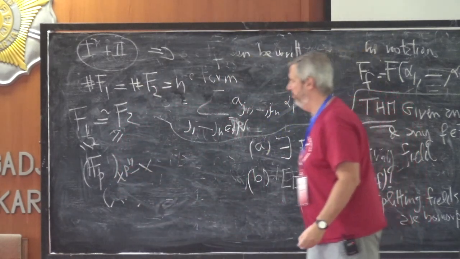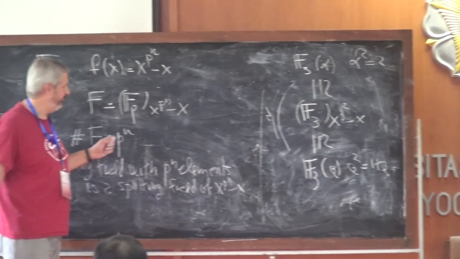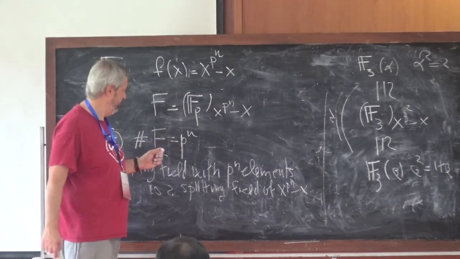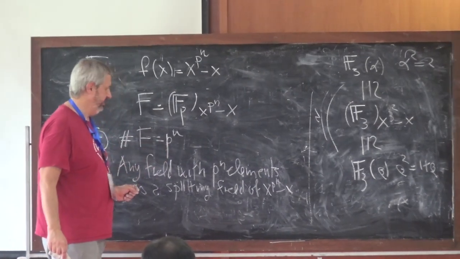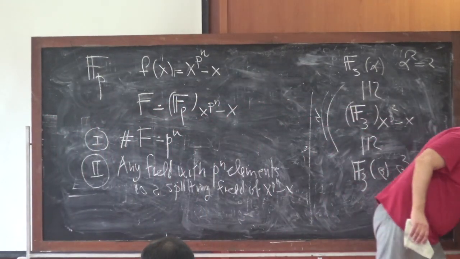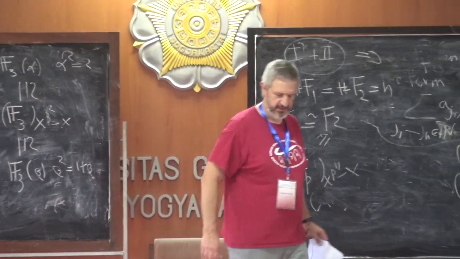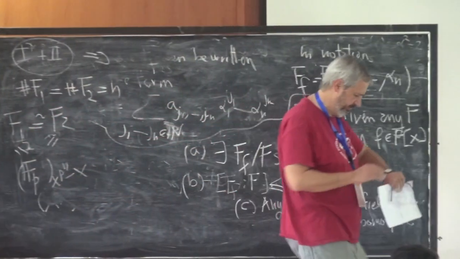Okay? So we need to perform these two tasks: verify that the splitting field has exactly p to the n elements, and that every finite field with p to the n elements is a splitting field. And this is going to give us the uniqueness of finite fields with the same number of elements.